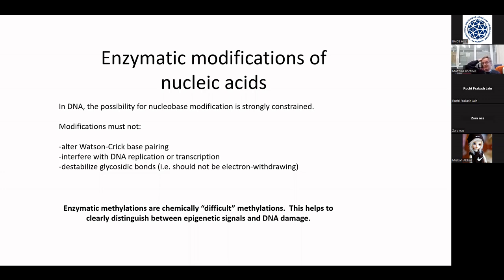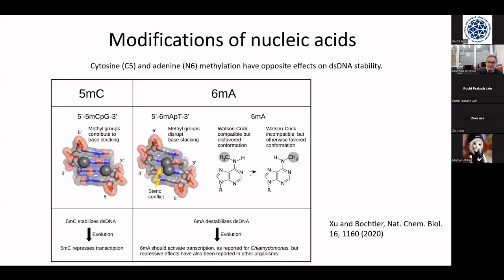So it's not going to happen. So enzymatic methylation is difficult methylation. And in part, that's because most of the easy methylations would not be tolerated. But it's also a good thing from a different angle. It basically means that you very cleanly distinguish between epigenetic signals on the one hand and DNA damage. And no DNA damage will mess up epigenomics, because basically they just target different sites.